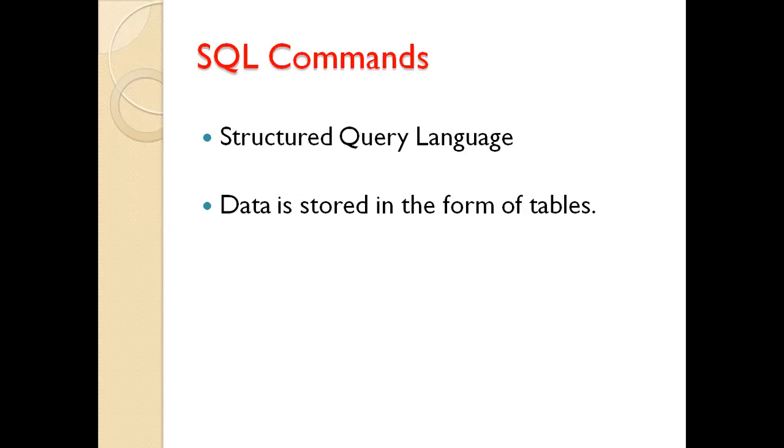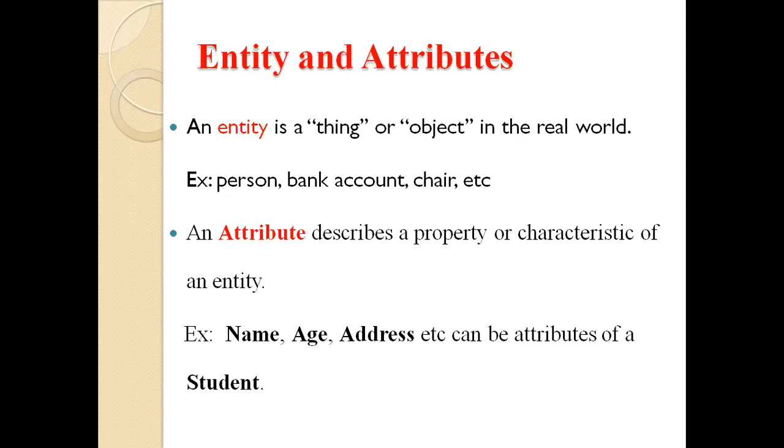Before going to see how you create a table or edit or modify the table, we have to know two basic things called entities and attributes. So what is an entity? An entity is a thing or object in the real world. For example, a car is an entity, a person is an entity, a bank account is an entity. A student is an entity, a customer is an entity, a chair is an entity.